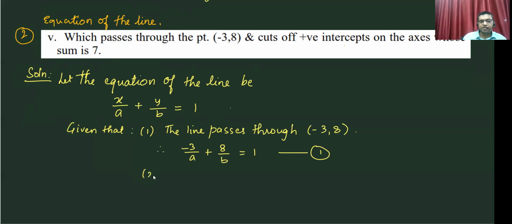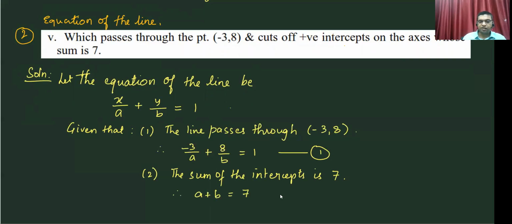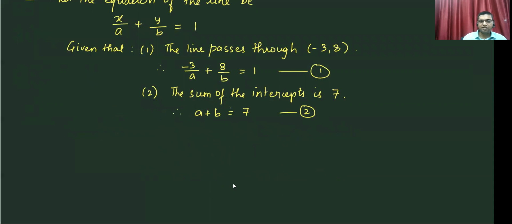Now, the second condition is the sum of the intercepts is 7. Therefore, a + b = 7. This is the second equation. Now, you have two equations in a and b. You have to find a and b, so you have to solve this.